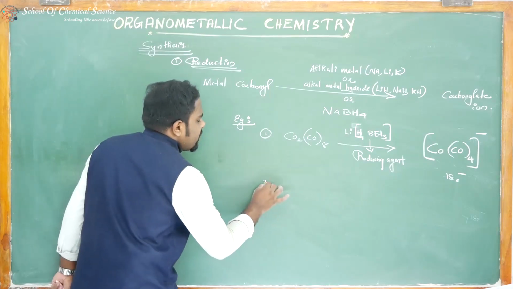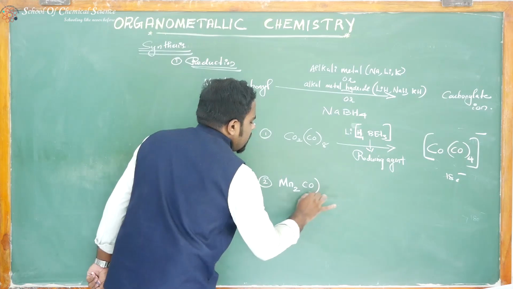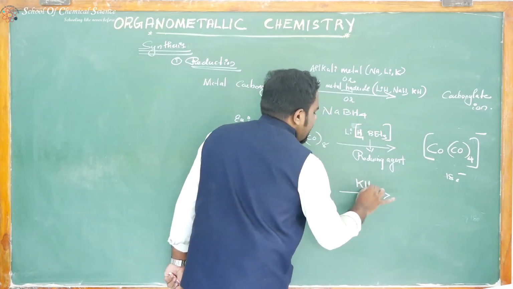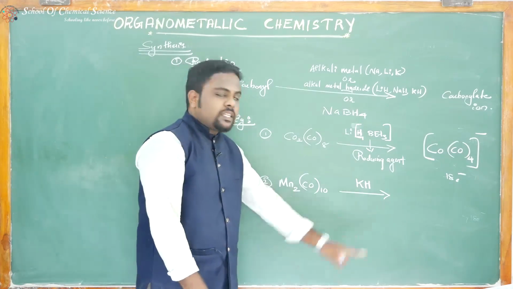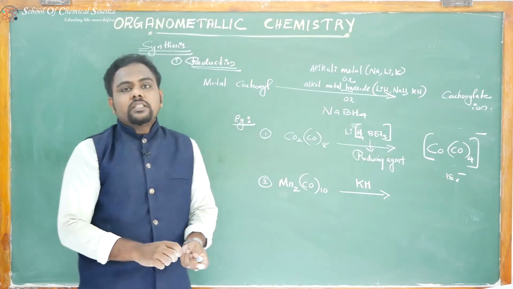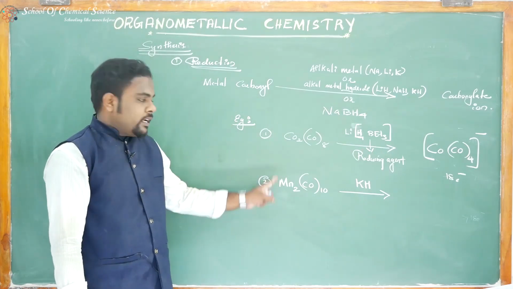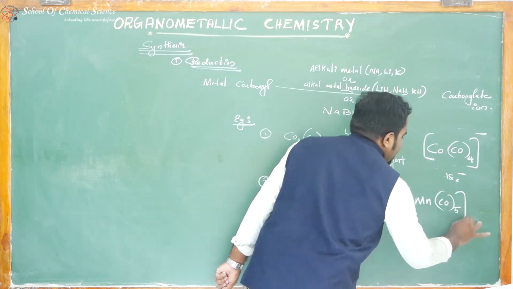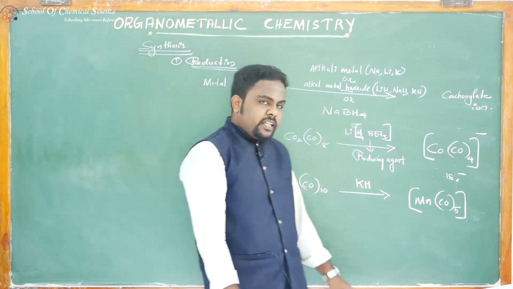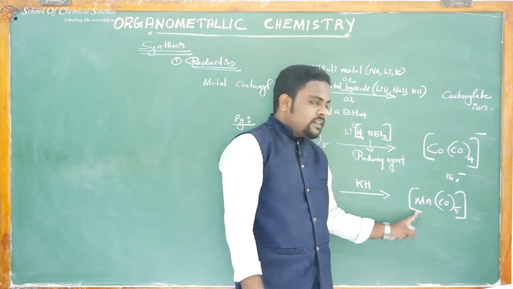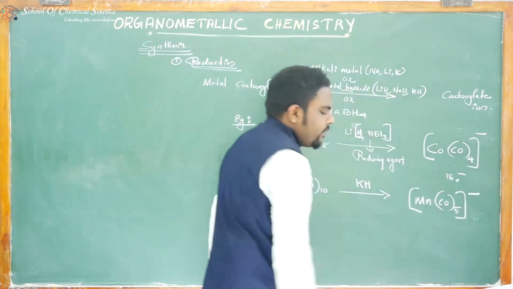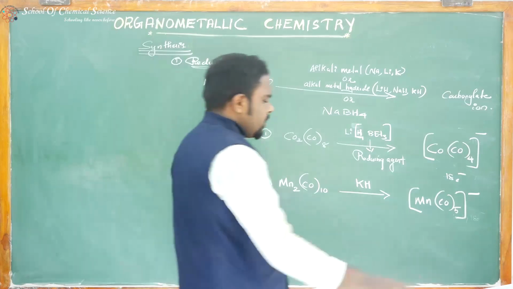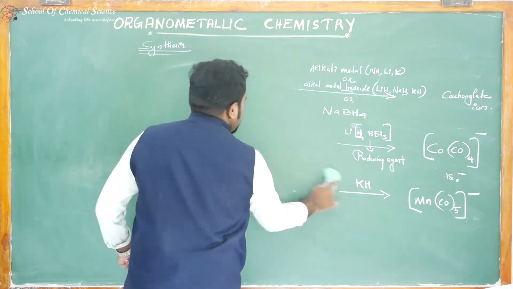Then next one, you can easily write the product. Mn2(CO)10 on reaction with potassium hydride, an alkali metal hydride, which is a reducing agent. Definitely the metal carbonyl will be converted to its carbonylate ion. If two metals are there, divide equally. Mn2(CO)10 becomes Mn(CO)5. Then the negative charge depends on the 18 electron rule. Manganese is 7, 5 into 2 is 10, so 10 plus 7 is 17. One more is required, so Mn(CO)5 1 negative. If you know the 18 electron rule, you can write the product.